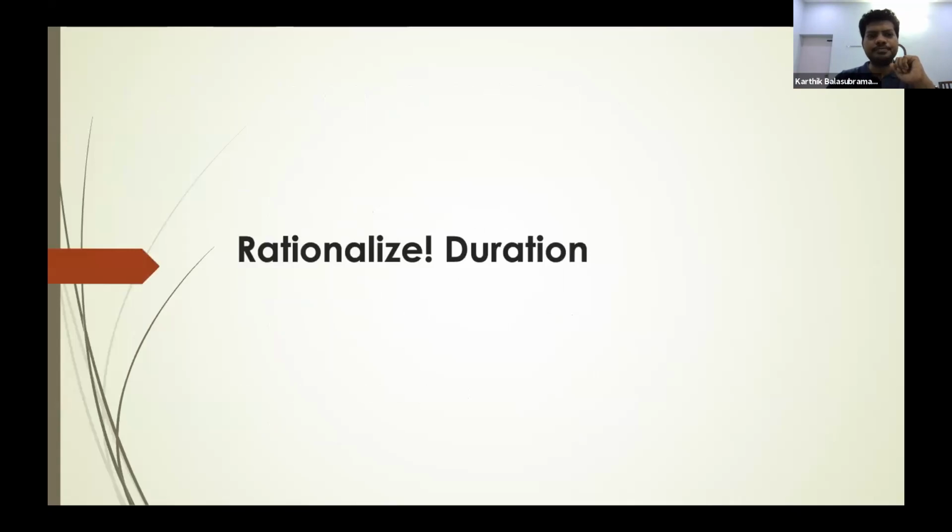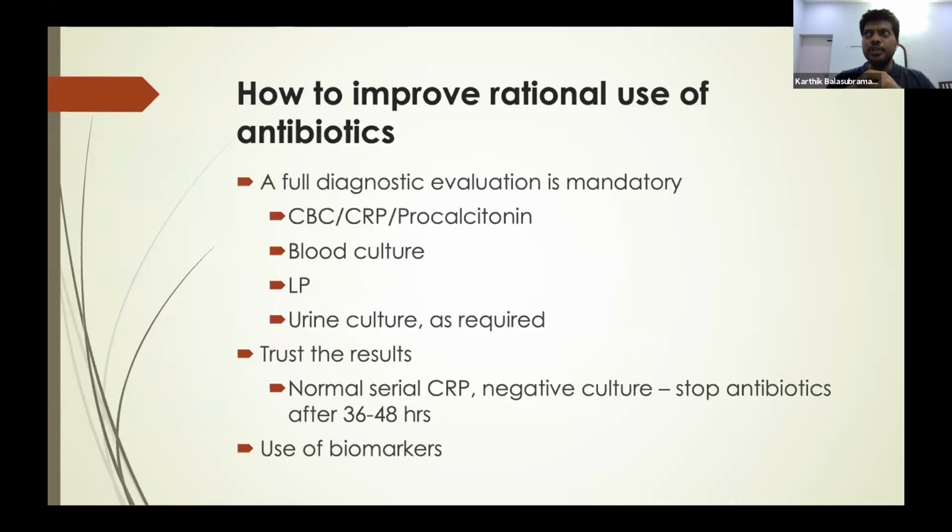So how long to give? For the duration of antibiotics, a full diagnostic evaluation is important, looking at the blood count, CRP, other infective markers like procalcitonin, blood culture, etc. The most important thing is you have to trust the lab. Your sampling should be adequate, and you have to trust your reports. If the serial CRP is normal, or your serial procalcitonin levels are normal, and your culture is negative, and the baby is clinically well, you can stop antibiotics after 36 to 48 hours.